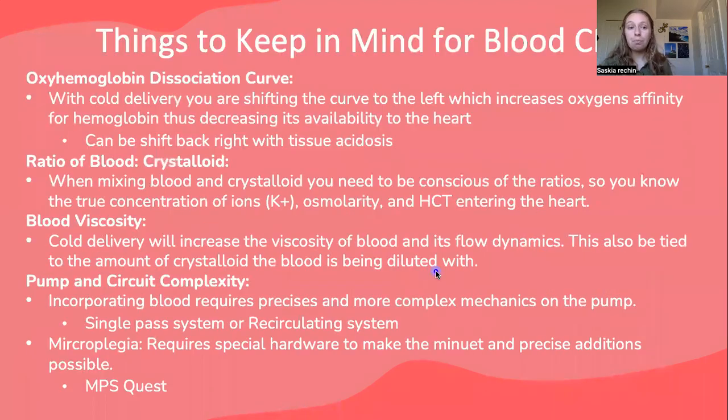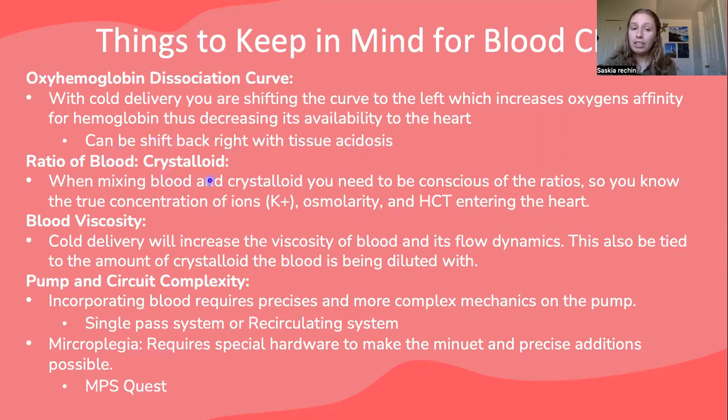So one of the things to keep in mind with blood cardioplegia is that you are dysregulating your dissociation curve for your oxyhemoglobin. So you have really cold blood that you're delivering, so you're shifting that to the left, which is going to increase oxygen's affinity for hemoglobin. However, you are delivering to an acidic environment, so that shifts it back to the right, but it is something to be conscious of.